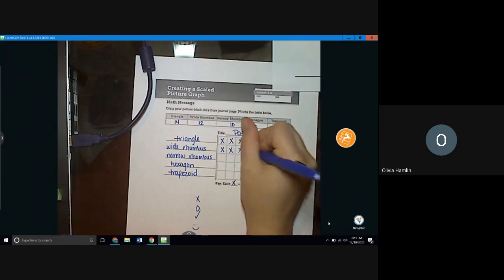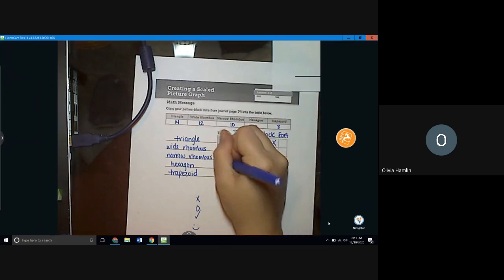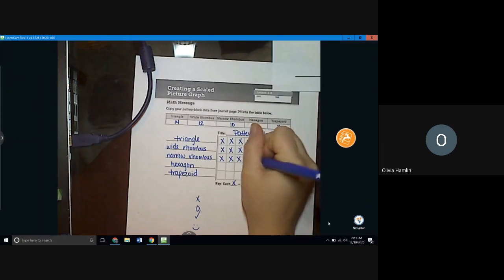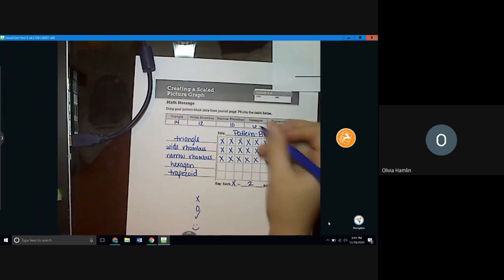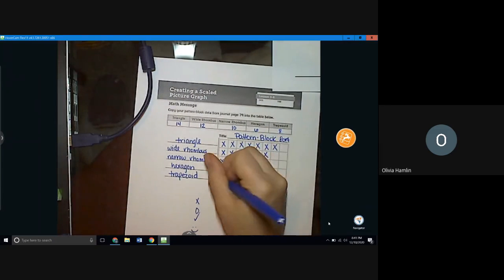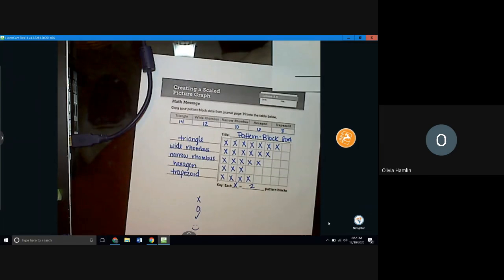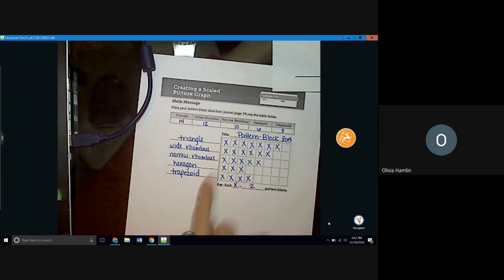2, 4, 6, 8, 10, 12. Narrow rhombus was 10. 2, 4, 6, 8, 10. Hexagon was 6. 2, 4, 6. And trapezoid was 8. 2, 4, 6, 8. All right. We just created a scaled picture graph, creating our own key and using our own set of data. Nice job. The final piece, we are going to flip to page 82.